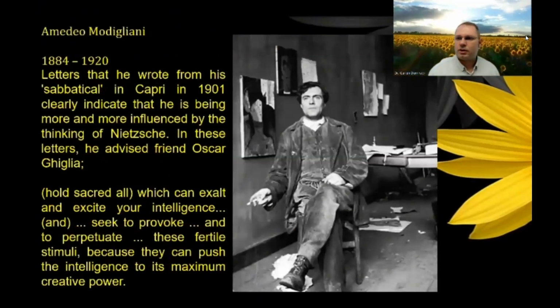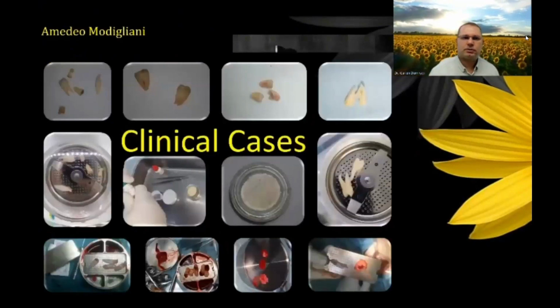As shown before, many pictures of Modigliani will be shown presenting the cases, because he was an extraordinary artist, and in the letters he wrote from his sabbatical in Capri in 1901, he clearly indicates that he is being more and more influenced by the thinking of Nietzsche, and in these letters he advised his friend Oscar Ghiglia, hold sacred all which can exalt and excite your intelligence, and seek to provoke and to perpetuate those fertile stimuli, because they can push the intelligence to its maximum creative power.